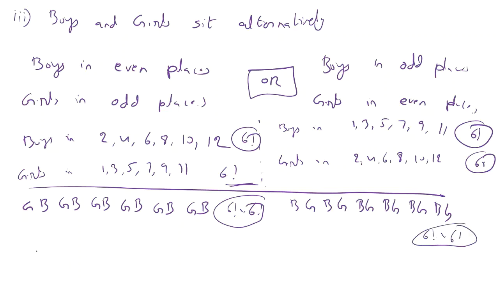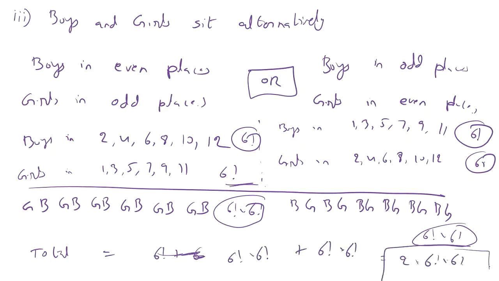Therefore, the total number of ways of arrangement is equal to 6 factorial times 6 factorial plus 6 factorial times 6 factorial, which is equal to 2 times 6 factorial times 6 factorial. So these are the total number of arrangements in which no two boys and no two girls are together. You may have noticed that whenever AND comes, we have a multiplication. Whenever OR comes, we have addition.